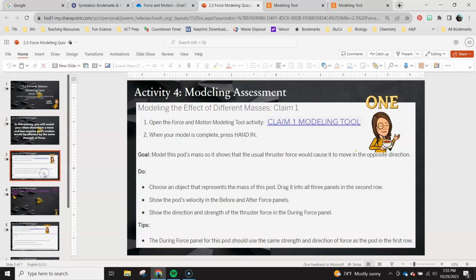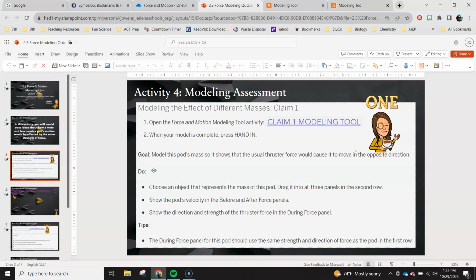If you remember, in claim 1 you just had the pod turn around and move direction. So we know that there was nothing wrong with the thruster force, that they fired with the medium strength force. You will show that in your model as well today. The main thing we're looking for is, can you show me how that pod is going to turn around and move in the other direction based on the mass of the pod.